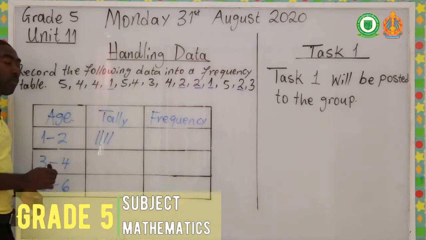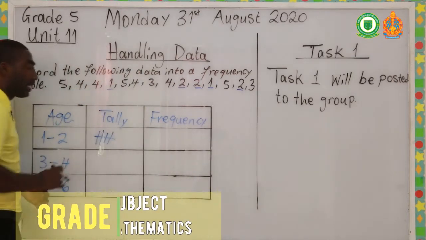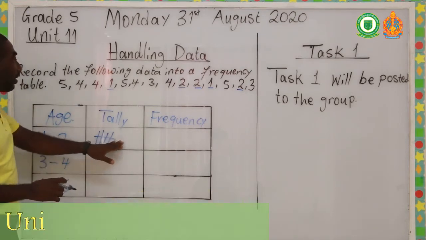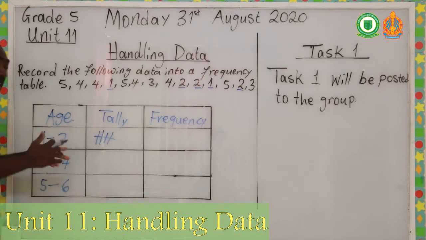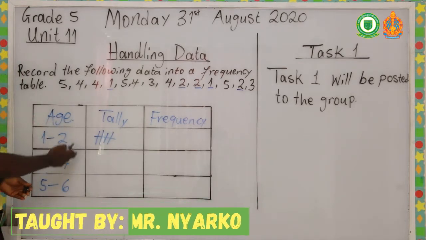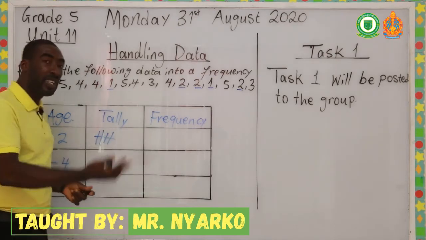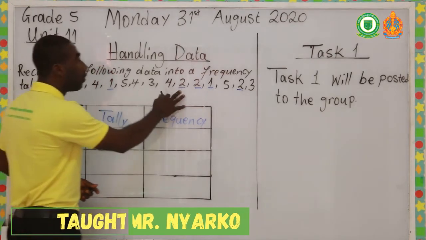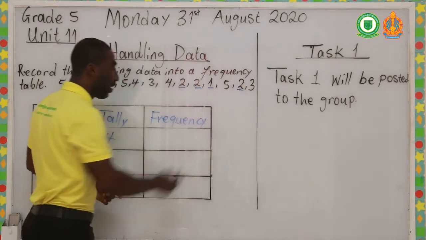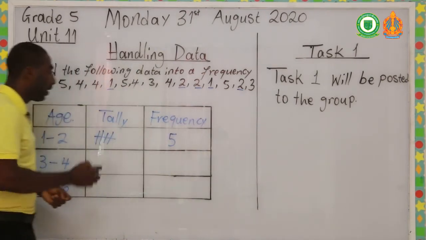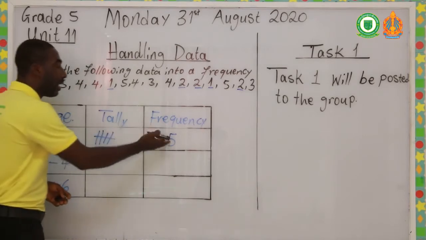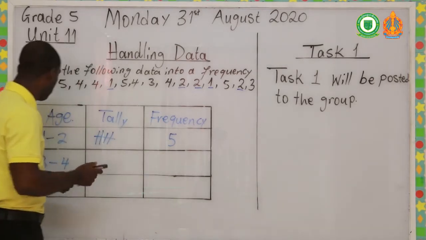With the 5th one, you have to cross your tally like this. That means we have 5 kids within the age bracket of 1 and 2. So for 1 and 2, we have 5 kids. That means 1, 2, 3, 4, and 5. So the frequency will be 5. The frequency and the tally are always the same.